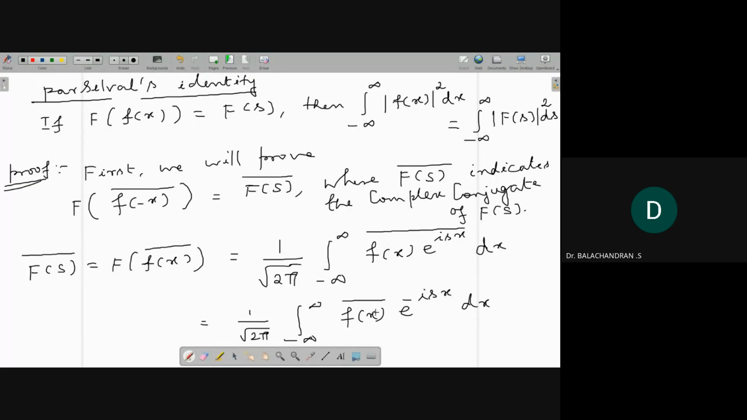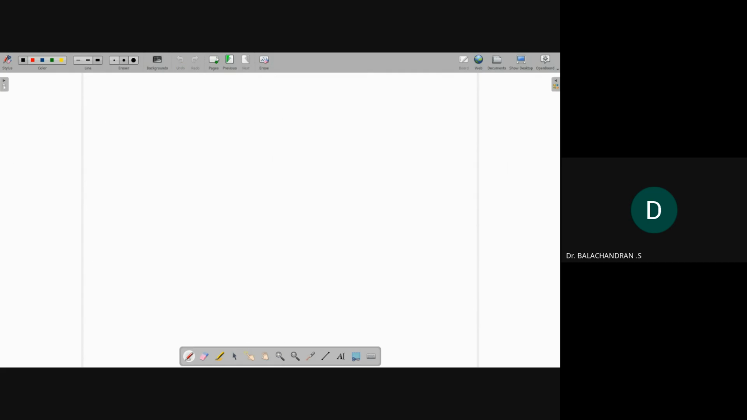Now I'm going to give the substitution x is equal to minus v. Put x is equal to minus v. So this implies dx is equal to minus dv. What about the limits? When x is equal to infinity, v is minus infinity. Similarly, when x is equal to minus infinity, v is plus infinity.